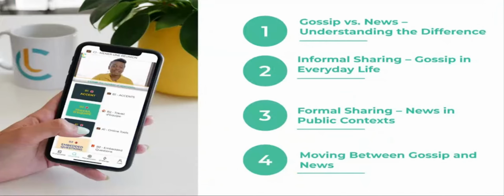This evening's conference will look at 4 parts. The first part will be gossip versus news, and how we understand the difference between the two. The second part, we will look at informal sharing, so gossip in everyday life. The third part, we will look at formal sharing, so news in public contexts. And for the fourth part, moving between gossip and news. So let's begin.